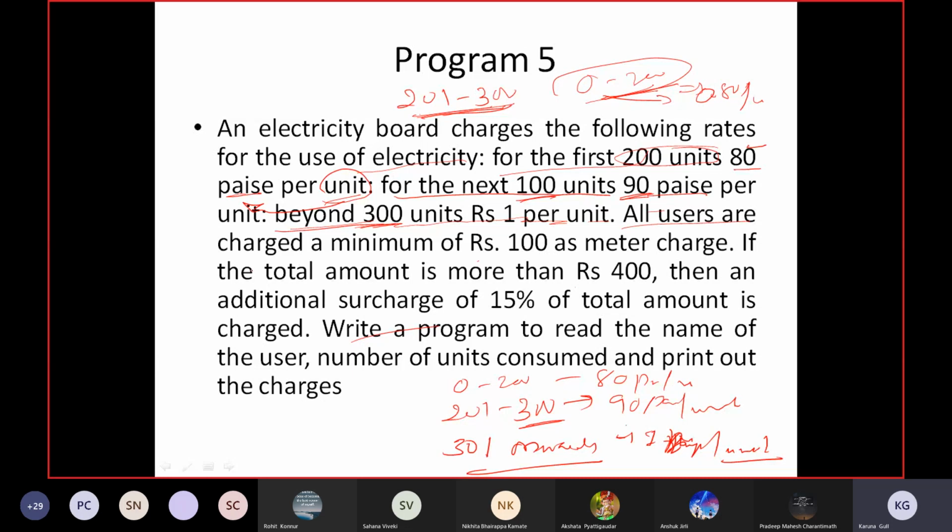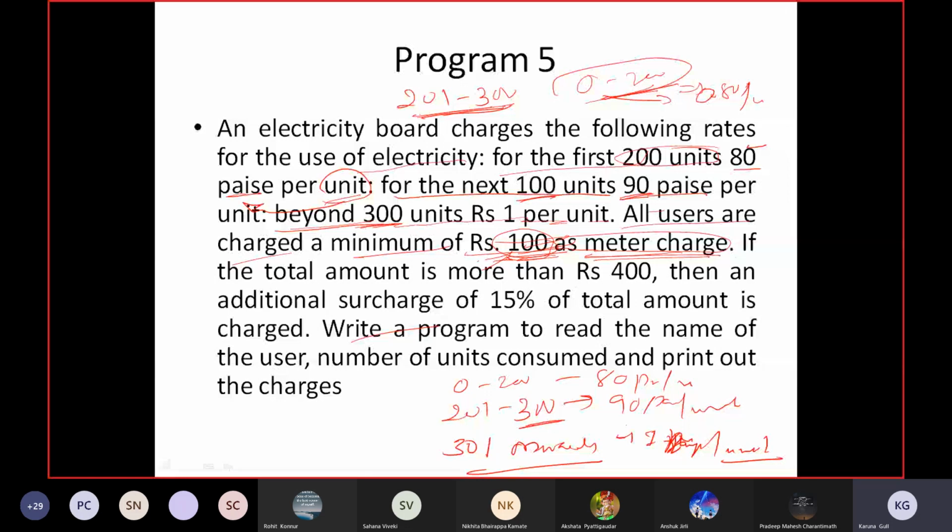All users are charged a minimum of 100 rupees meter charge. Whether you consume electricity or not, you have to pay a minimum of 100 rupees. This 100 rupees we call a meter charge. It is for everybody who is using electricity, and even for those who are not using any electricity but have the electricity meter deployed at home. They have to pay a minimum of 100 rupees, which we call the meter charge.